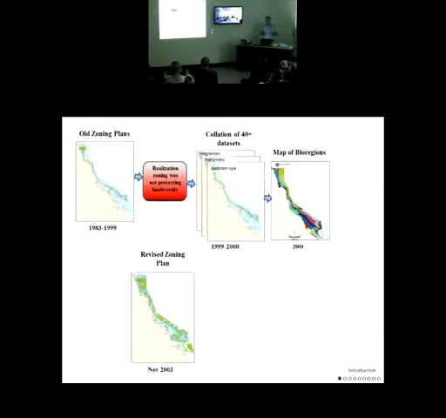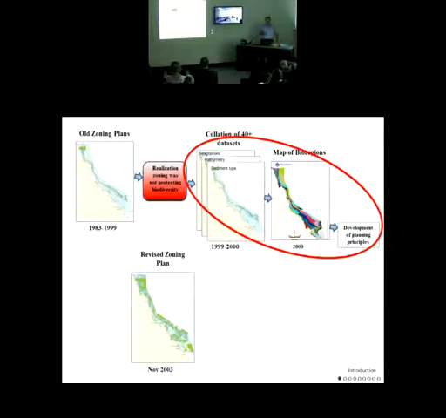So we collated over 40 data sets, and we used that to produce a map of bioregions, and I'll explain a bit more about that in a minute. We also used the experts to help develop a series of what we call planning principles. And it was that combination of planning principles and the bioregions that really provided the scientific underpinning for the whole of the Great Barrier Reef rezoning.